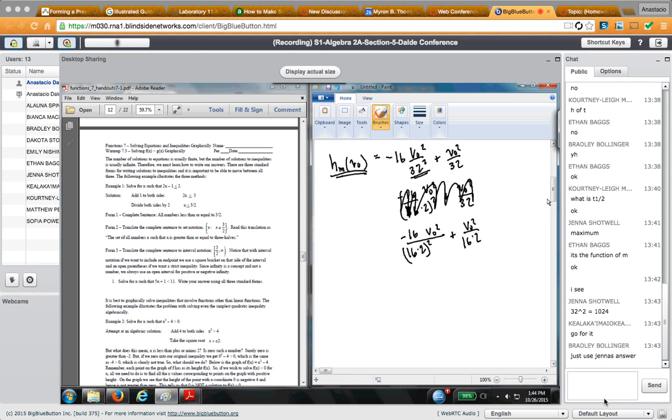I'm not going to use Jenna's answer. I don't have a calculator. It will be quick. This is negative 16 over 16 squared times 4 plus v naught squared over 16 times 2. So this cancels out with that. So I had negative 1/4 times v naught squared over 16 plus 1/2 v naught squared over 16.